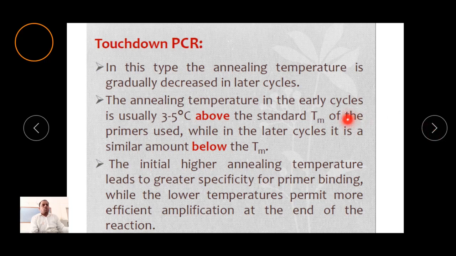Let's see the touchdown PCR. In this type of PCR, the annealing temperature is gradually decreased in later cycles. The annealing temperature in the earlier cycles is usually 3 to 5 degrees Celsius above the standard Tm of the primers, while in the later cycles it is below the Tm. What is Tm? It is the temperature at which half of the DNA is melted. So such temperatures are used for the touchdown PCR. The initial higher annealing temperature leads to greater specificity of primer binding, while the lower temperature permits efficient amplification at the end of the reaction.